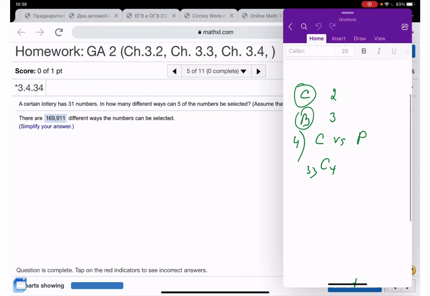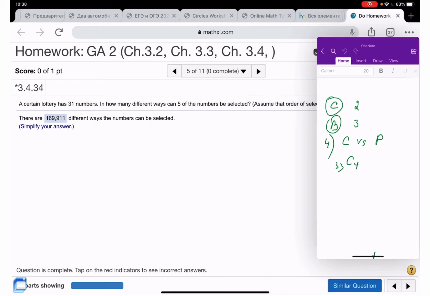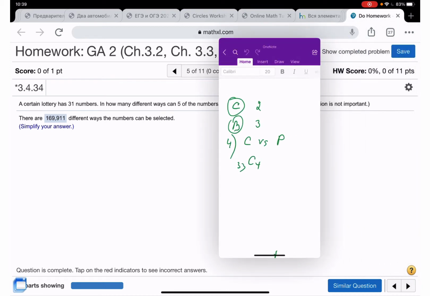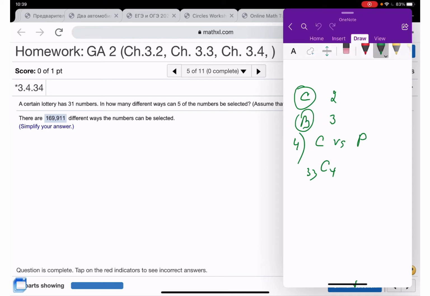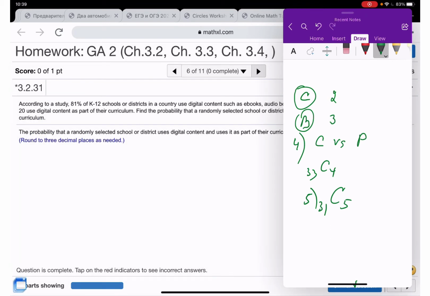Okay, a certain lottery has 31 numbers. In how many different ways can 5 of the numbers be selected? Assume that order is not important. So if the order is not important, then we are going to choose the combination, right? For number 5, we are going to use combination. 5 out of 31. So if you plug it in the calculator, you will get 169,911 combinations.